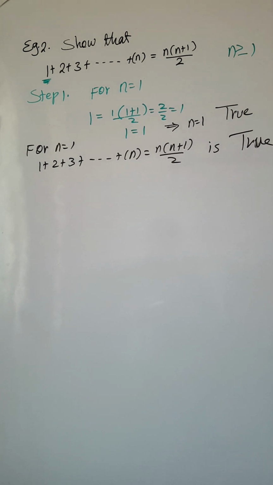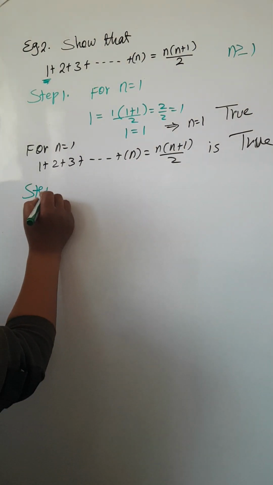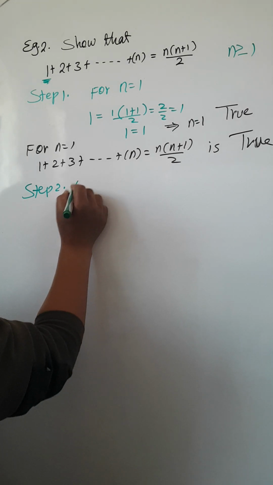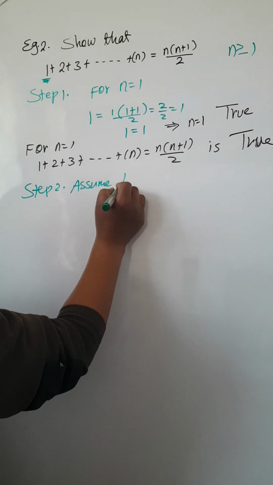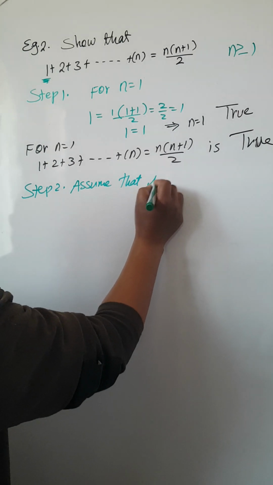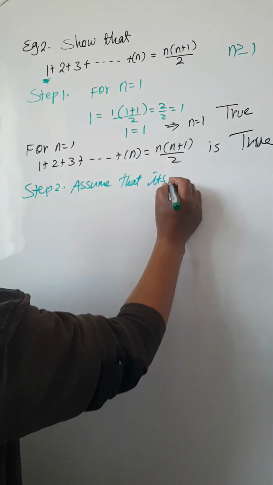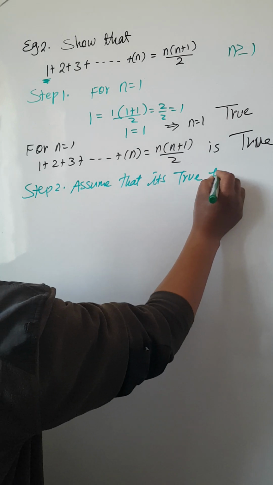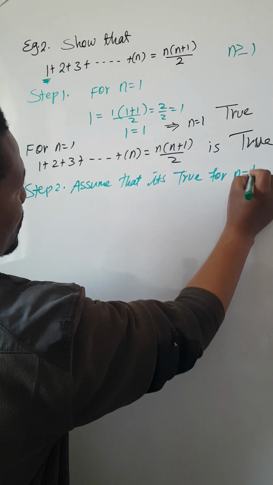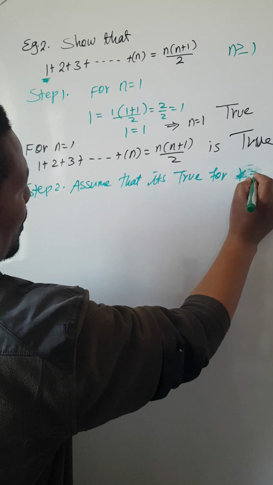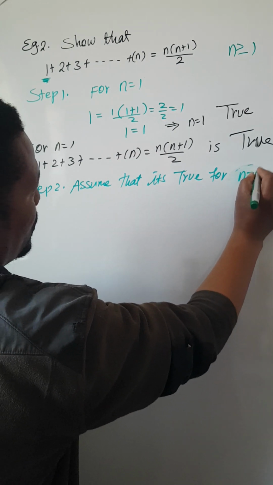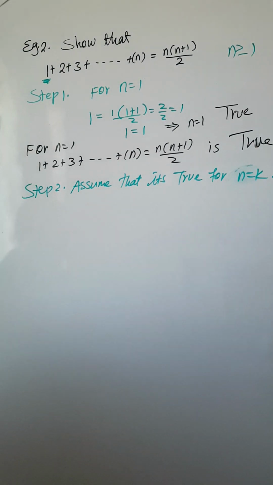Now the second step is assuming that this is working for k is equal to n, k in the domain. Step 2. This is assumption, assume that it's true for k is equal to n. That means tk is true.